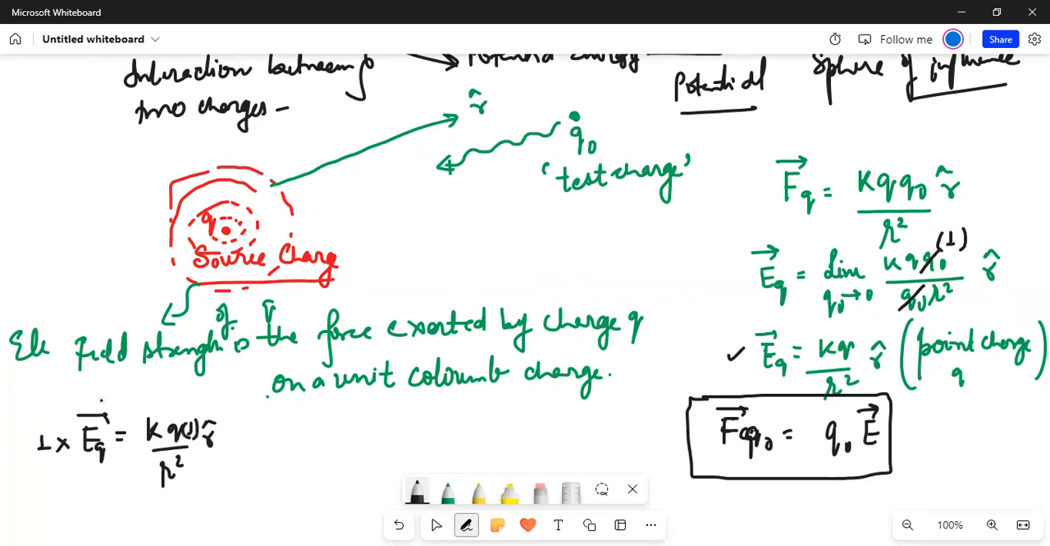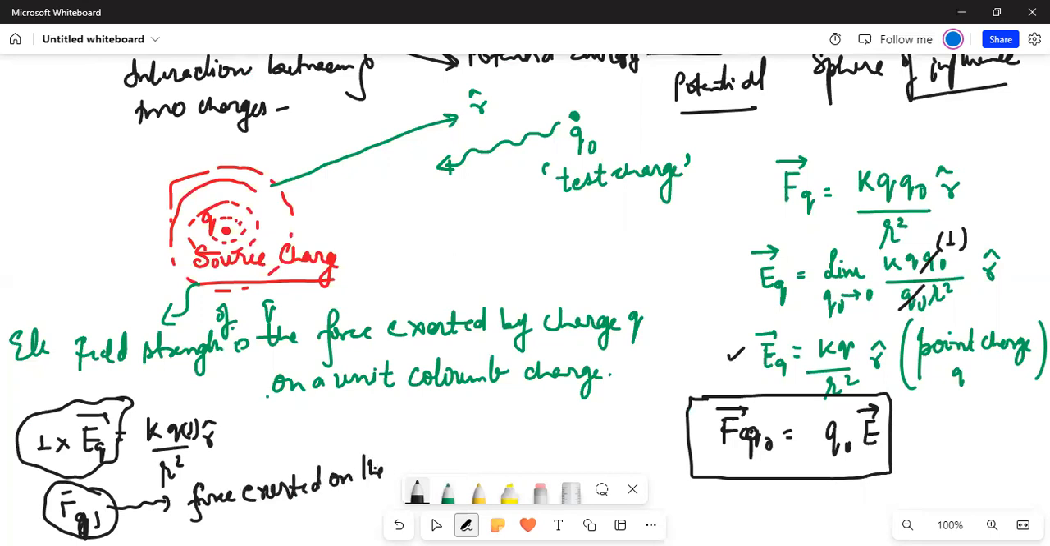If you multiply it by 1 coulomb charge, this will become force exerted on the unit coulomb charge. Okay, or force exerted on a unit charge. This will give you the force exerted on the unit charge. So whenever you feel like finding field, what is the prescription?